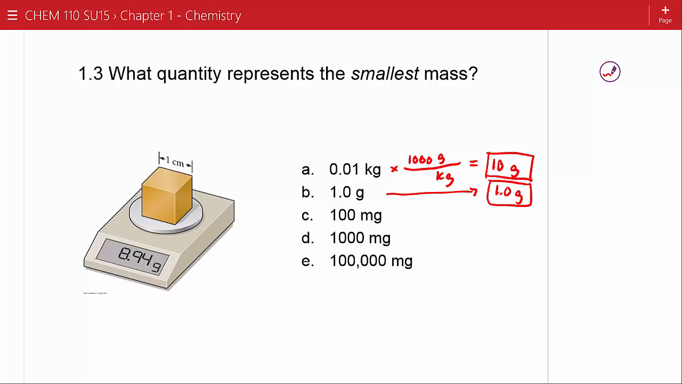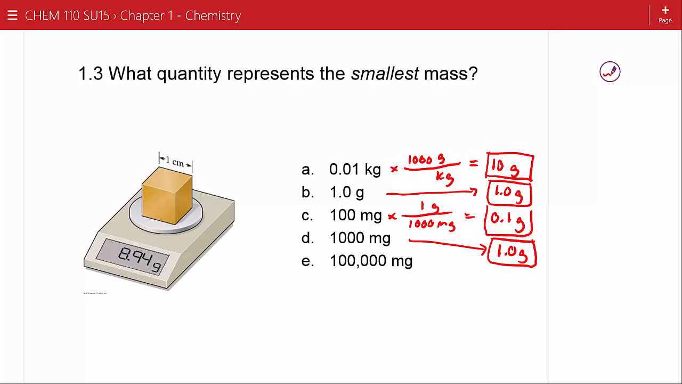What about 100 milligrams? How many grams would that be? Yeah, 0.1. So if we go through and we do the math, we want to cancel out milligrams. There are 1,000 milligrams in 1 gram, which means that this would be 0.1 grams. And then let's do this one down here. 1,000 milligrams would be 10 times that, so that would be 1.0 grams.